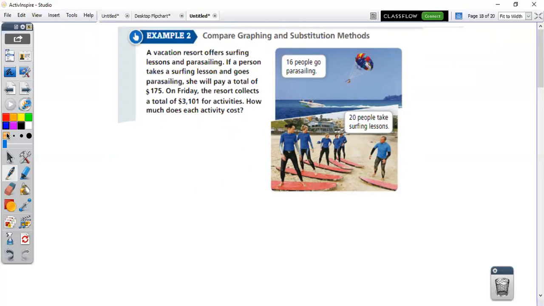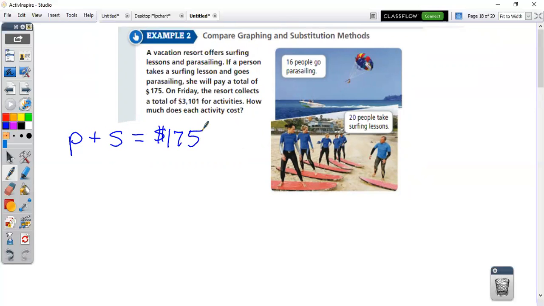So make your variables. You can make them whatever you want to. I try to make them where I understand what they're talking about. So for parasailing, I might use P. For surfing, I try to stay away from S because S's look like 5s when you write them. So I might do L for lessons, but L kind of looks like a 1, so I'm kind of out of luck. So just pick something that you know what it is. Okay, I will use S, and we'll just make sure that's an S. So if I take a parasail lesson plus a surfing lesson, that's going to equal how much?